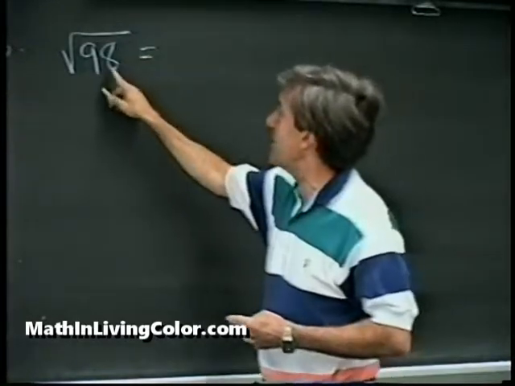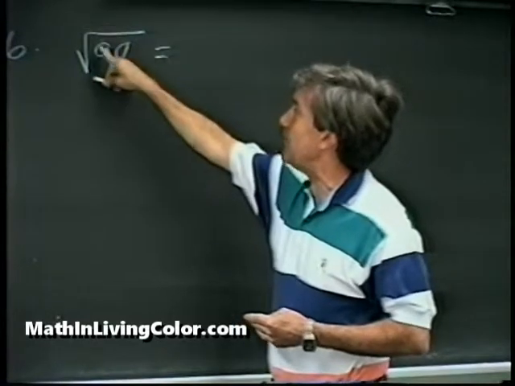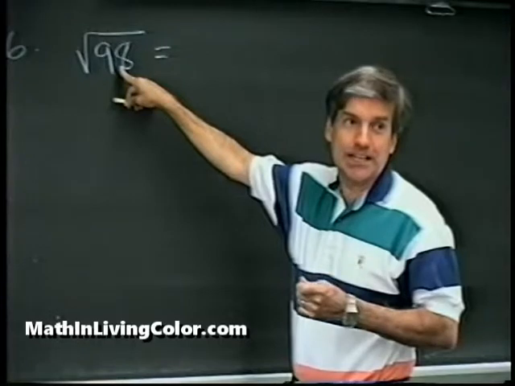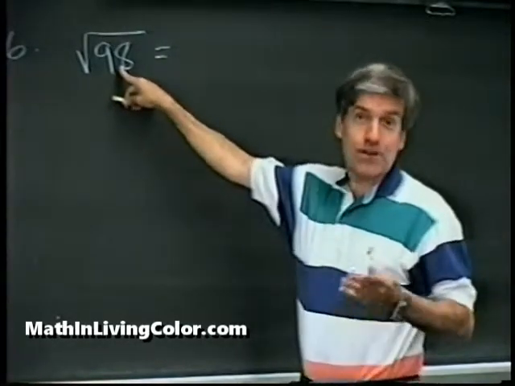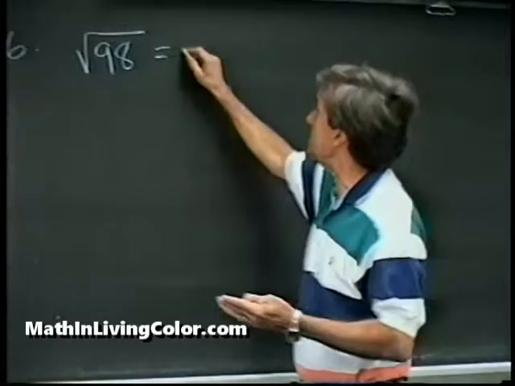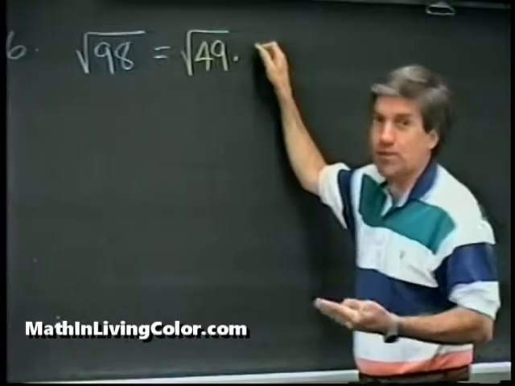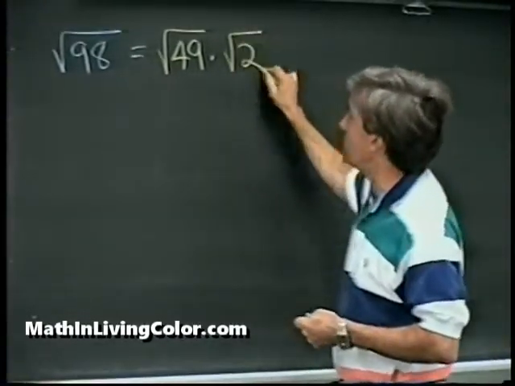So let's go back and see if we can simplify this by finding a perfect square that divides into 98. Can you think of a perfect square that divides into 98? 49? If you happen to think of 49, you're in business. Let's put 49, and then 49 times what other number would give you 98? 49 times 2. So that would be the square root of 2.